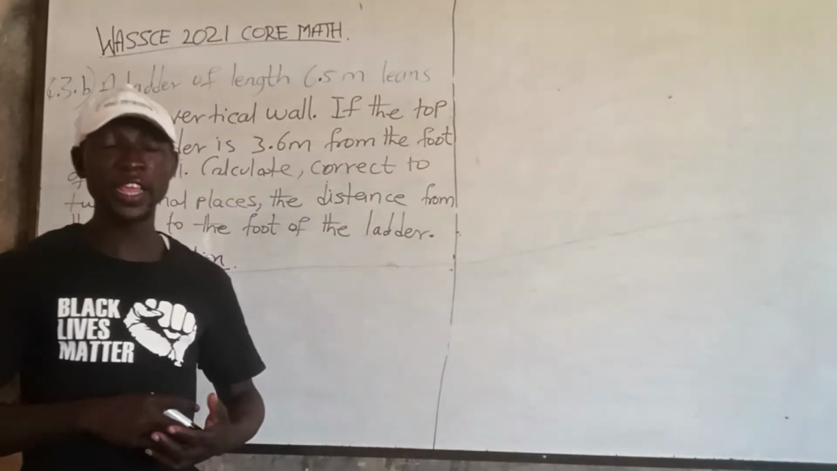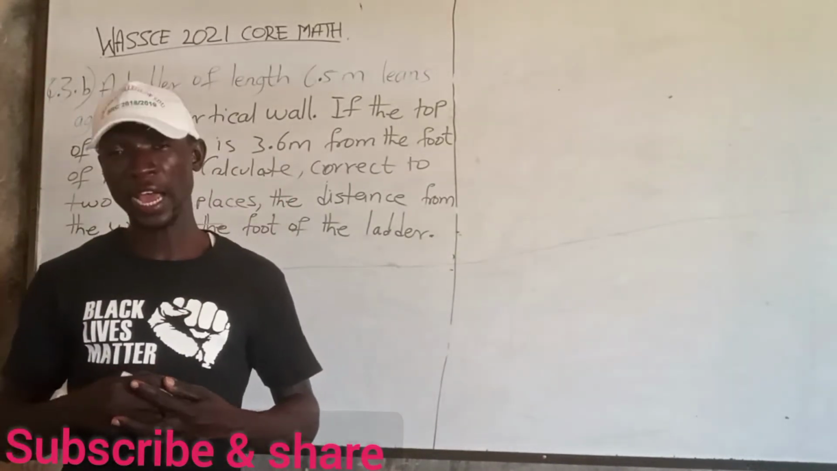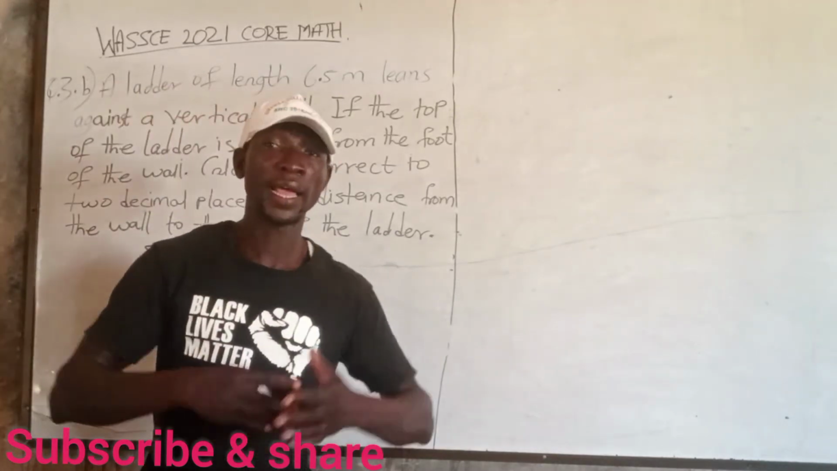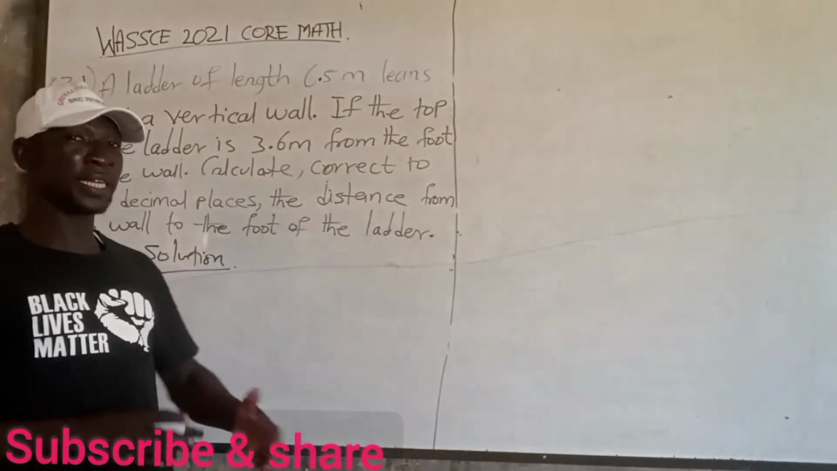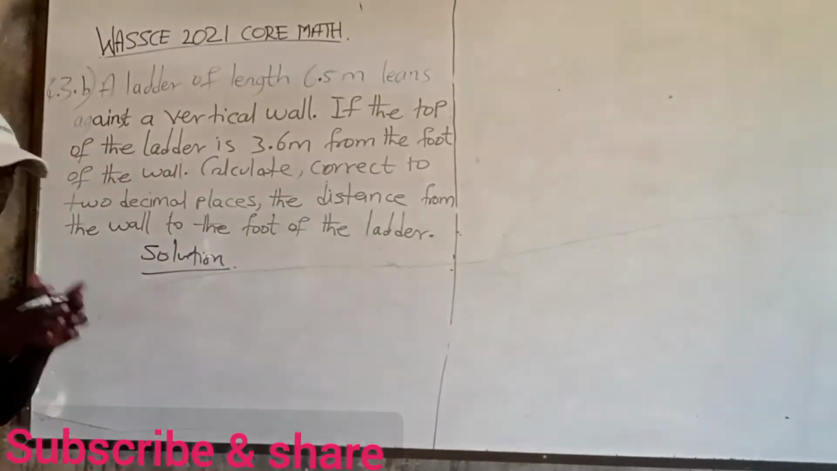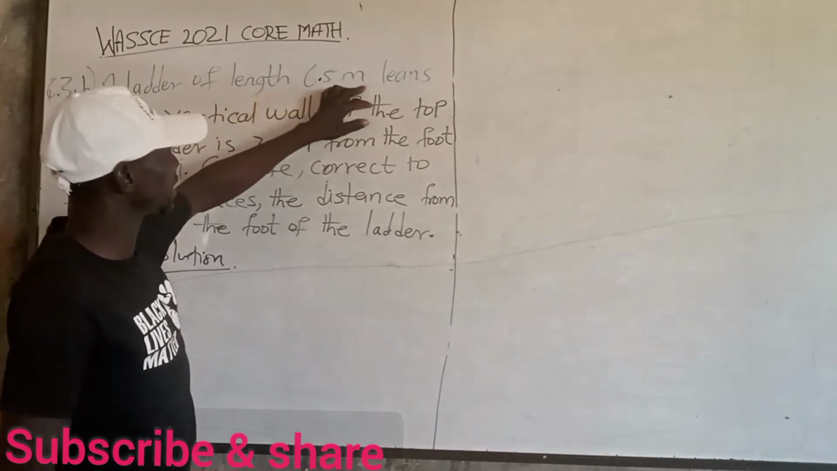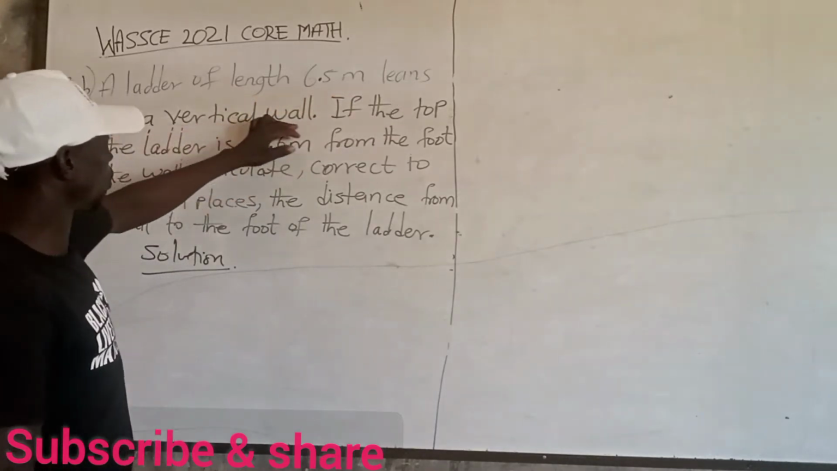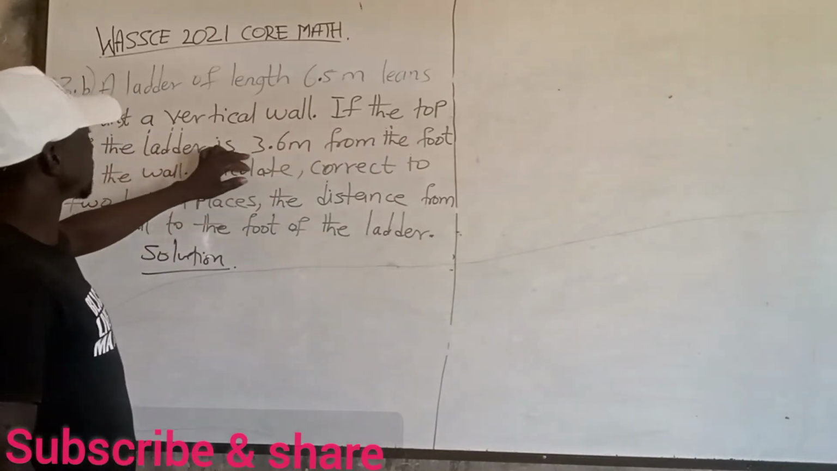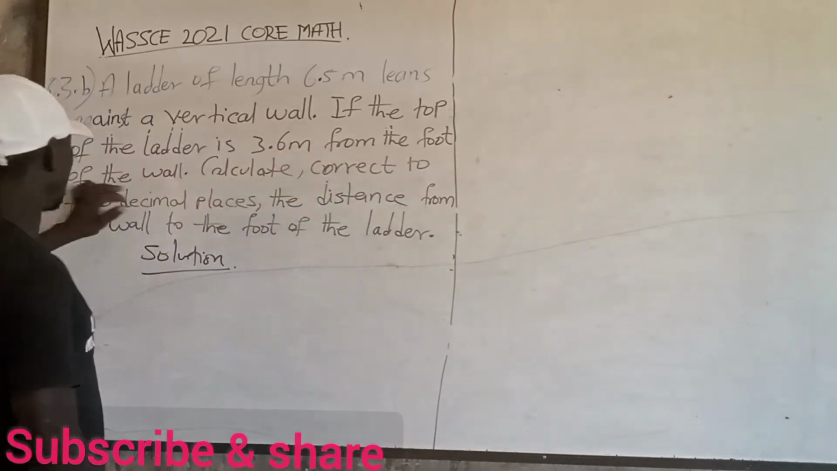It is always very, very important that we draw the figure or the diagram. So let's go ahead, analyze the question and draw the diagram as it is. The question says a ladder of length 6.5 meters lays against a vertical wall. If the top of the ladder is 3.6 meters from the foot of the wall.